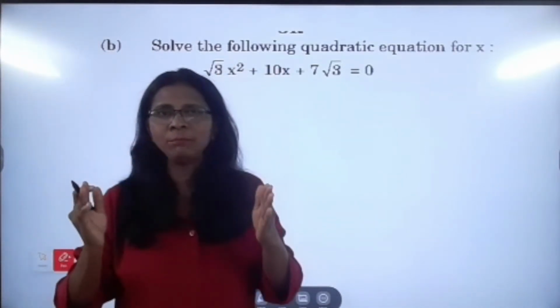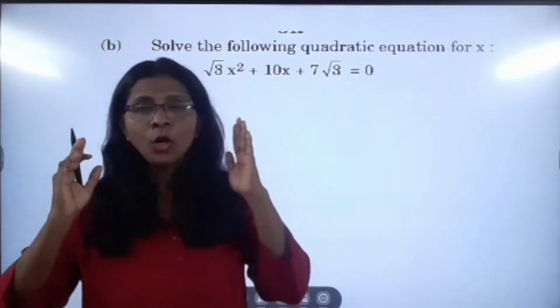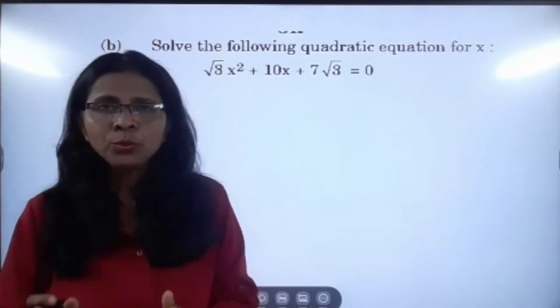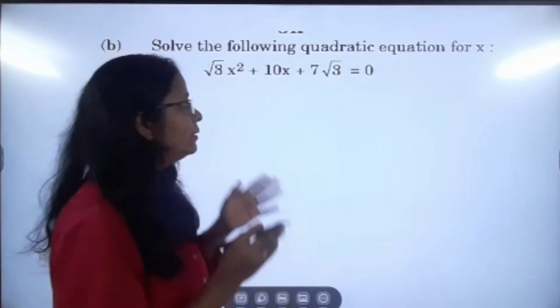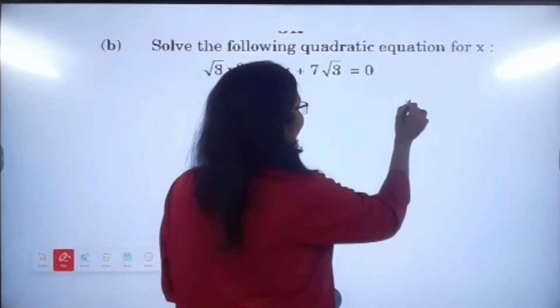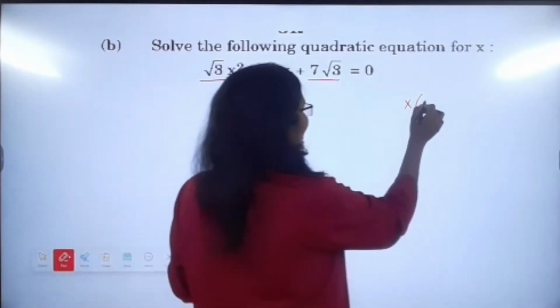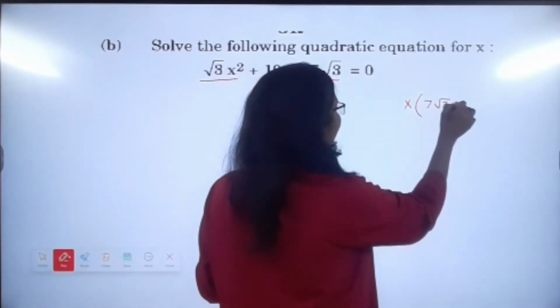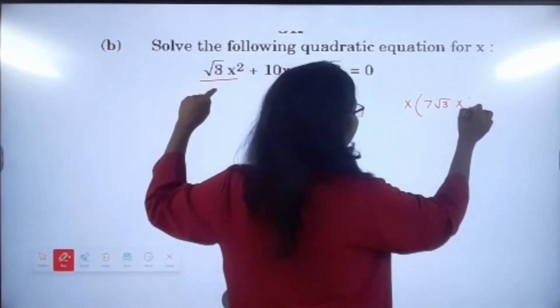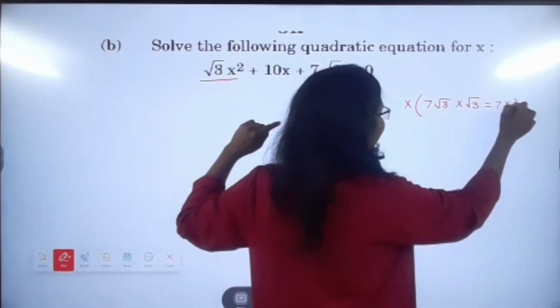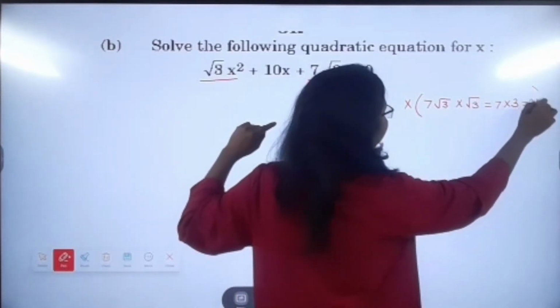What is our theme? We say that our rule says we want two numbers such that their product will be 7 root 3 multiply root 3, and that means 7 multiply 3, and that is equal to 21.